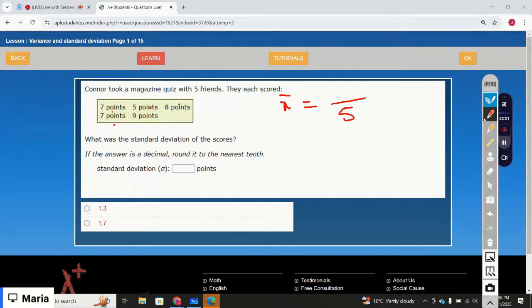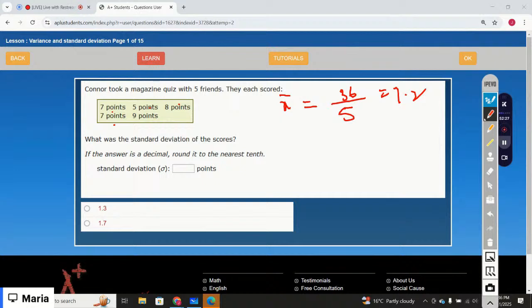7 plus 5 plus 8 plus 7 and 9, that is 36. And 36 divided by 5 is 7.2. Okay, so you have to subtract each value from the mean and then you have to calculate the square.